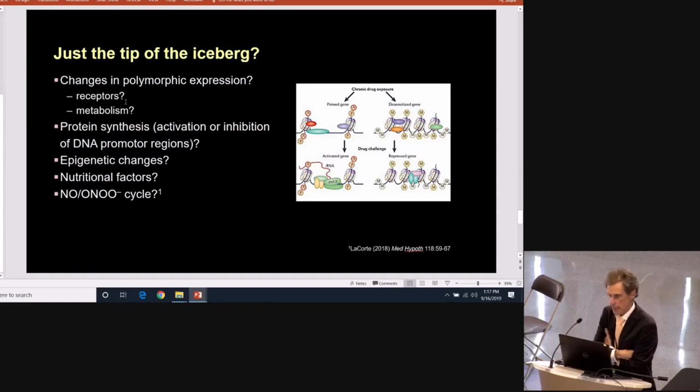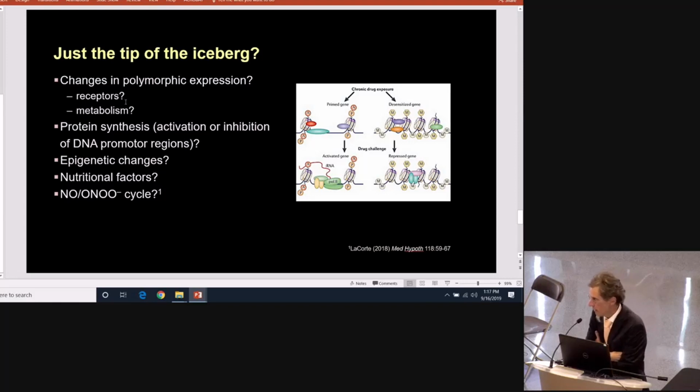We don't know. I looked real hard, and I don't know, and other people aren't even looking. So what would just be logical? Well, there'd be changes in polymorphisms, everybody's individual genetics, either in terms of receptors or metabolism. I mean, this again is just pharmacology 101. What about protein synthesis in either direction? Epigenetic changes, right? We all know that that's very important. So just one's environment is going to make a big difference.